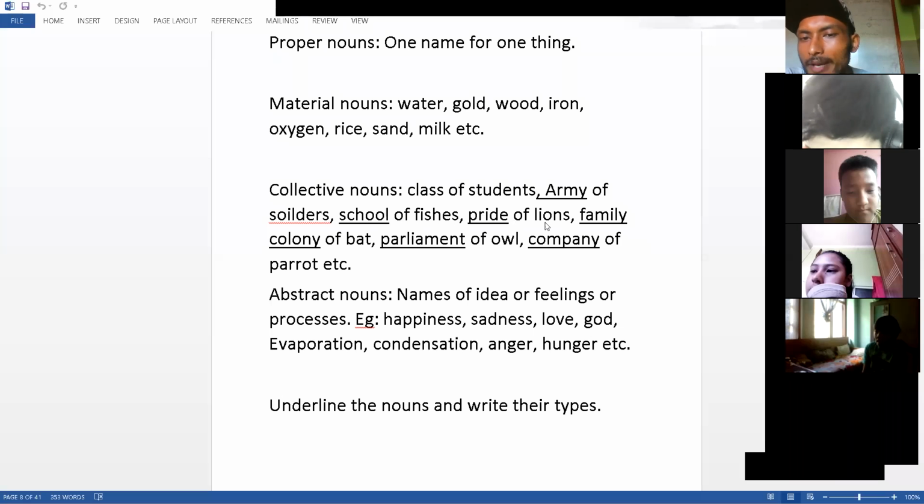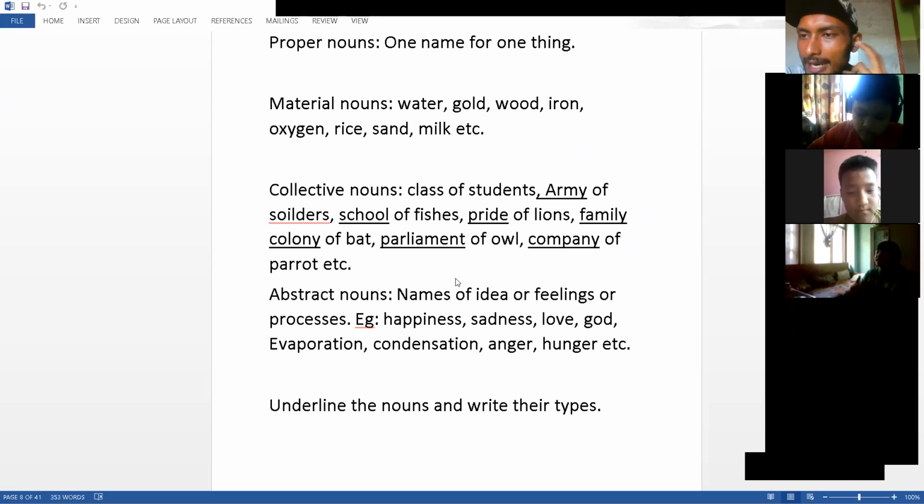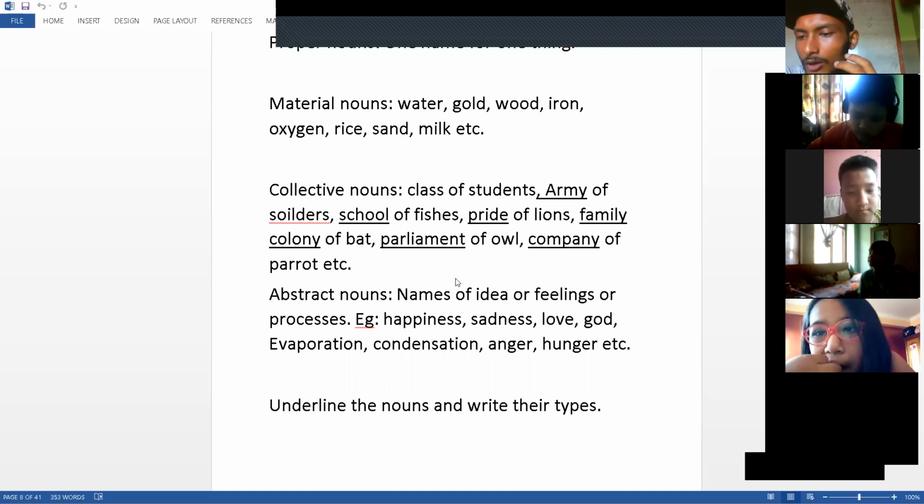So school, pride, family, these are collective nouns. And abstract nouns are names of ideas or processes. The name that is given to the things that we feel, that are not physically there, but that is there inside us, in our understanding. So these kinds of things are called abstract nouns, for which we cannot show anything.